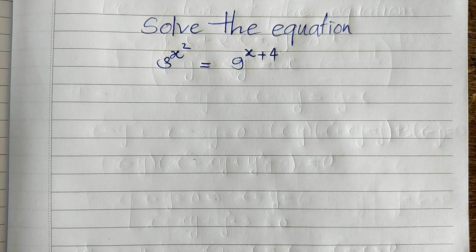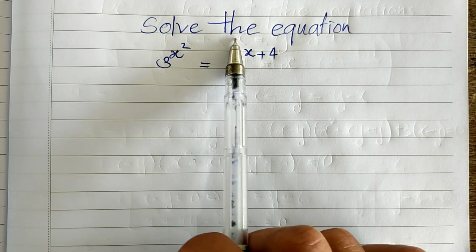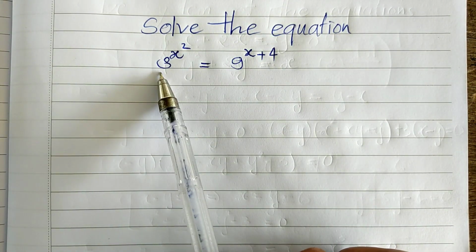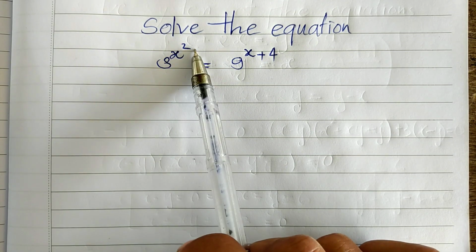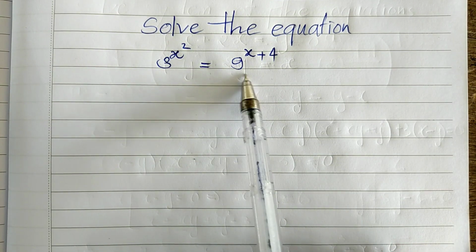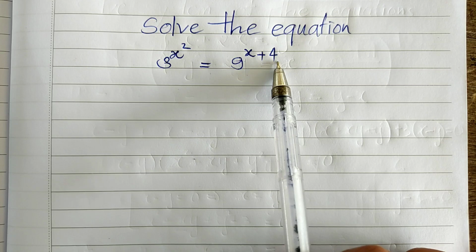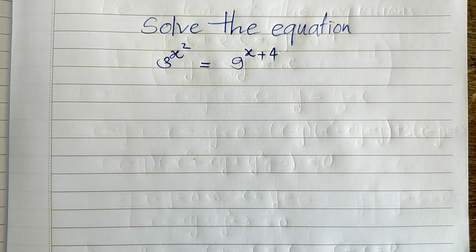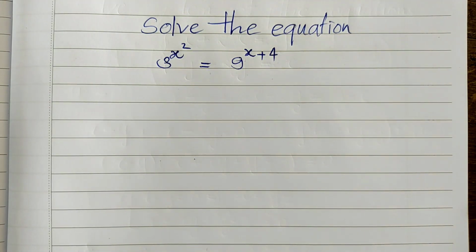Today I have an exercise on screen. The equation is 3 power x squared equals 9 power x plus 4. Do you know how to solve this? If you know, please do it. When you have done it, please come back to watch my video from beginning to end to verify your solution.